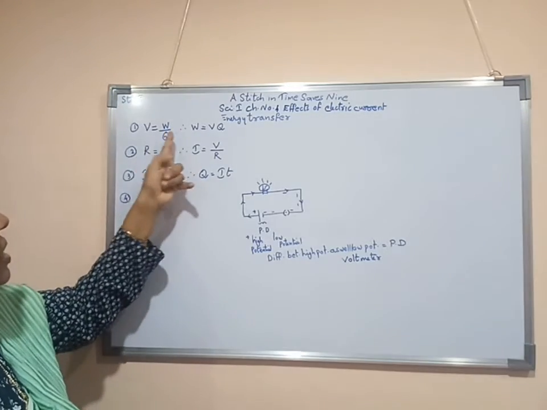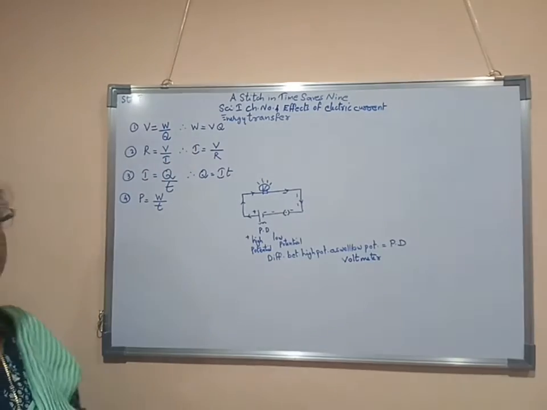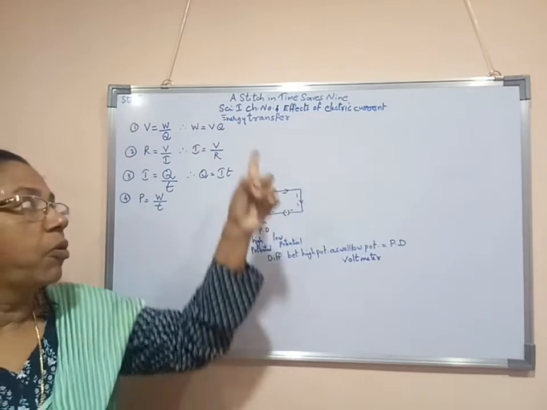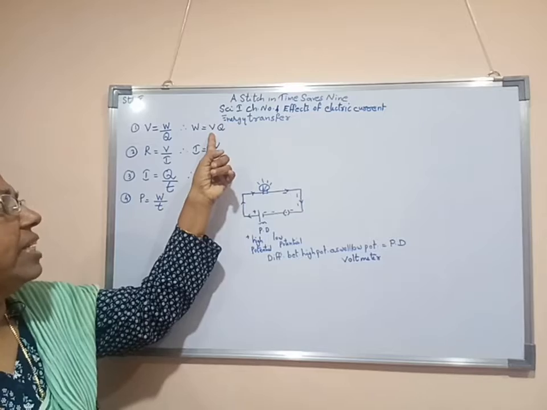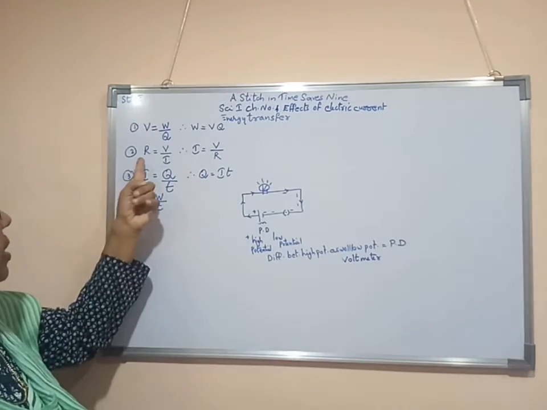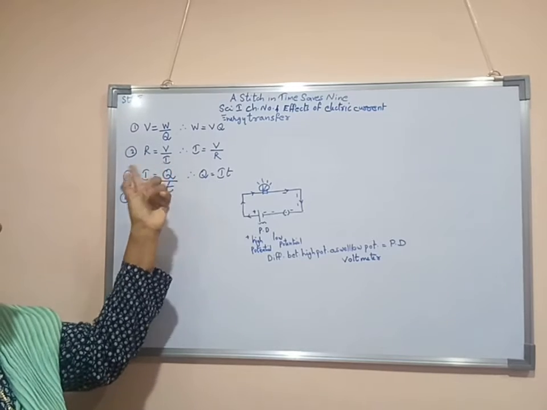Now from this equation, work done we can find out. For finding the work done, we have to multiply potential difference, V, with charge. Now here the other equation, that is R.